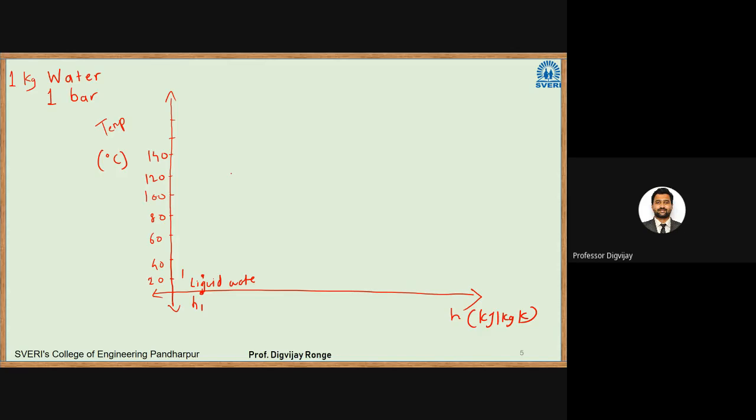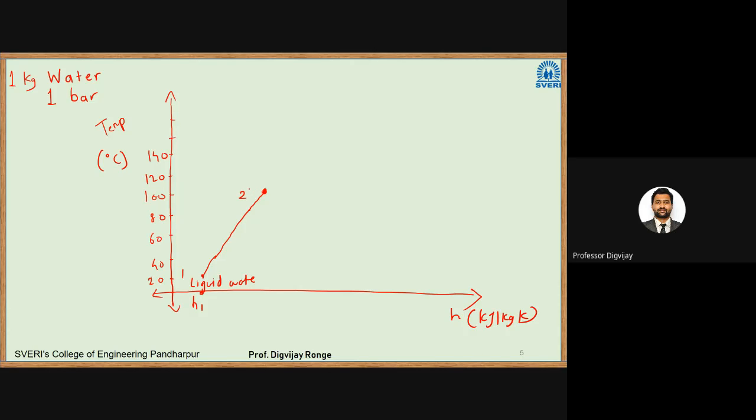Now I will increase its temperature. Increasing the temperature, that process we call sensible heating. We know that at 1 bar pressure, the boiling point of water is 100 degrees Celsius. So I will stop here. I reach point 2. What is point 2? It is what we call the saturated liquid point.